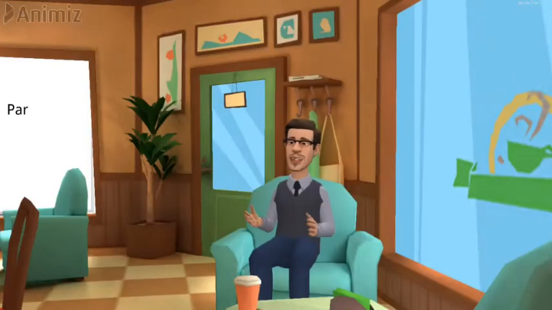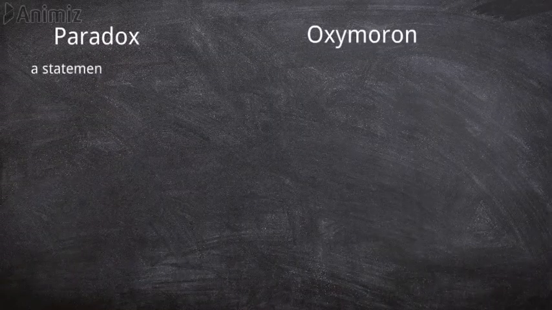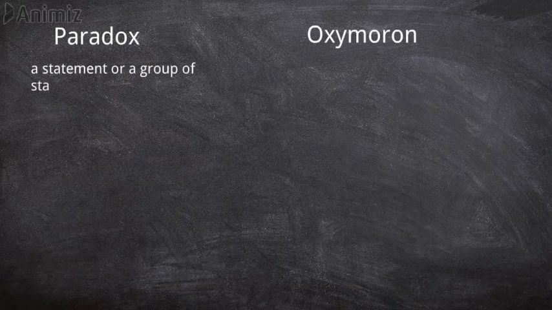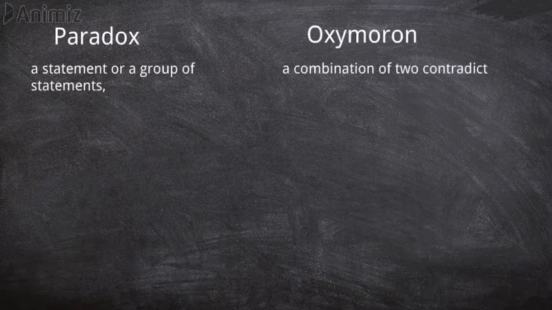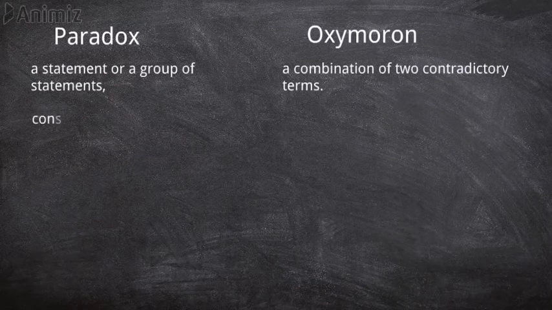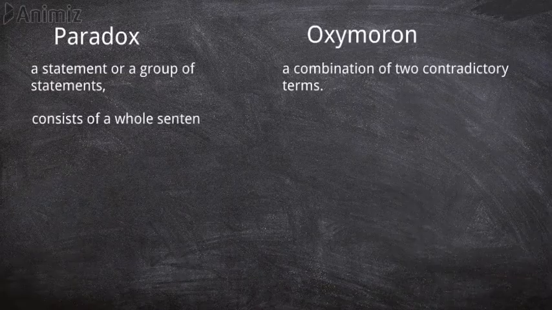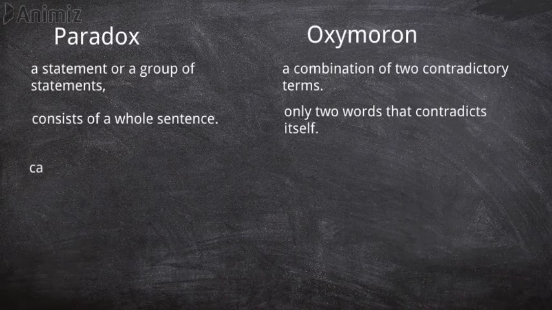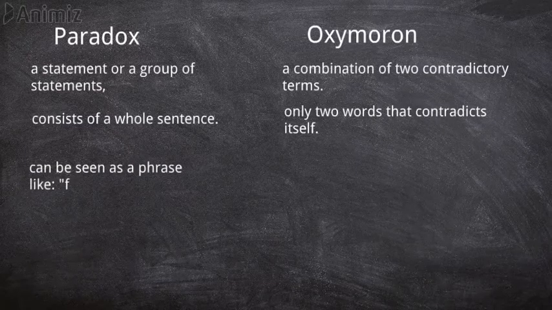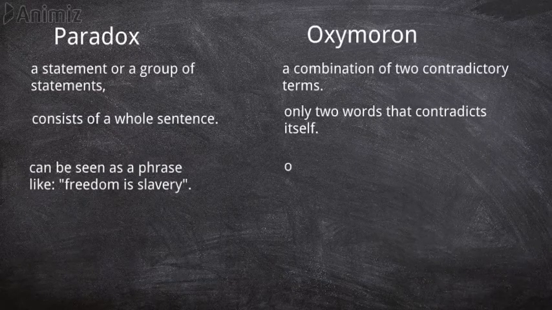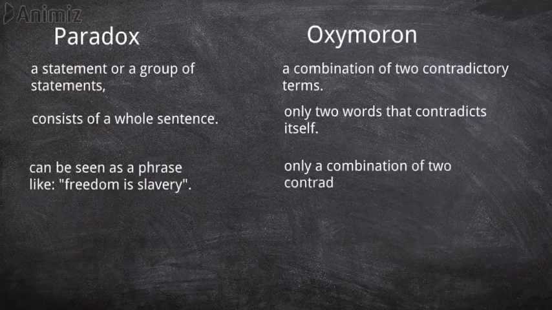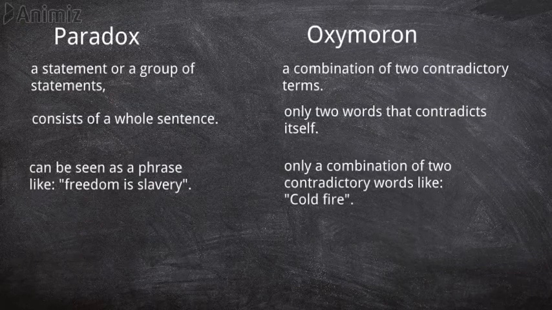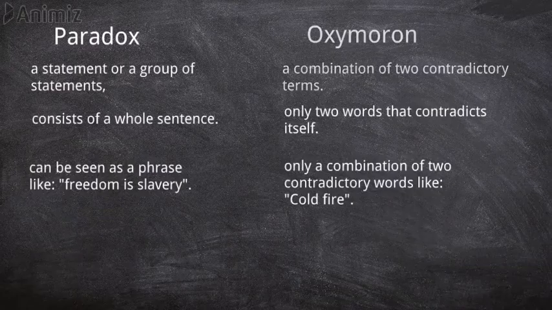So, what is the difference between paradox and oxymoron? Paradox is a statement or a group of statements, while oxymoron is a combination of two contradictory terms. Paradox consists of a whole sentence, while oxymoron comes with only two words that contradict each other. In simple terms, paradox can be seen as a phrase like "freedom is slavery," while oxymoron is only a combination of two contradictory words like "cold fire."